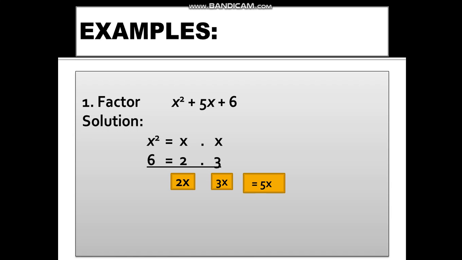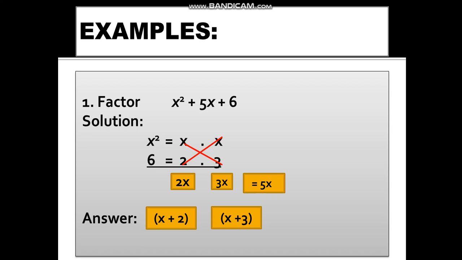So simply, the factors of number 1 are x plus 2 and x plus 3. Observe that we use the positive signs because the terms in our trinomial are all positive. So this is now our final answer. Hope you can follow number 1. Let us now proceed to number 2.